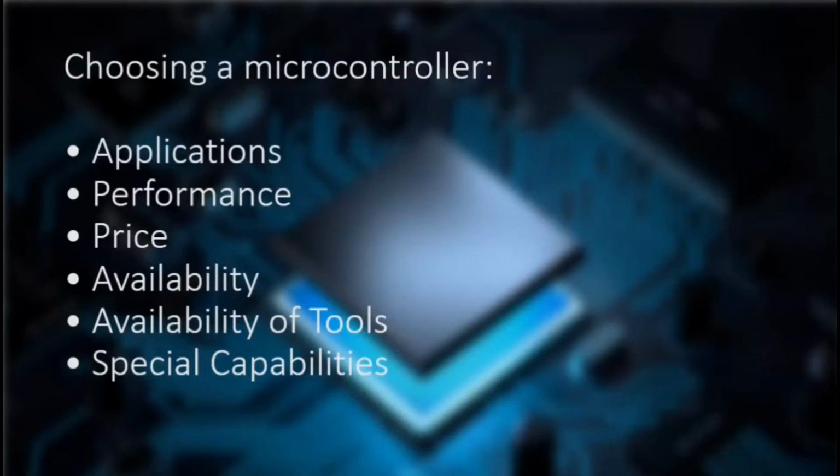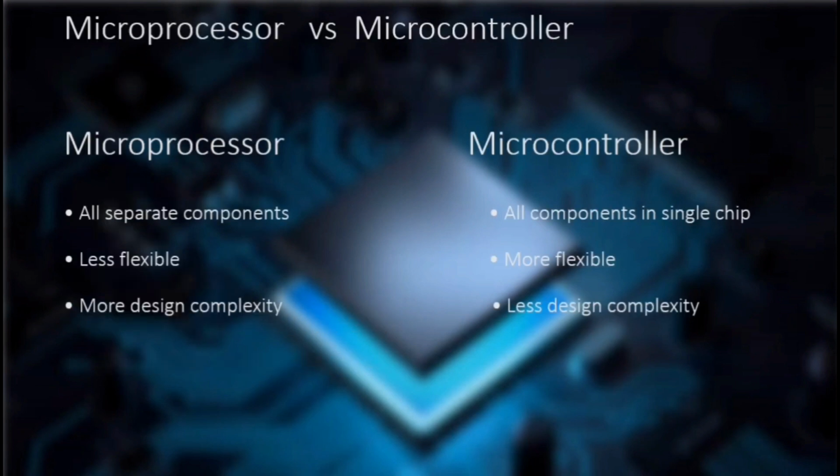Let's move on to the next topic, why we are choosing a microcontroller. A microcontroller has high performance, is available at low cost, is easily available, and has special capabilities. Let's move on to microprocessor versus microcontroller. A microprocessor has all separate components, and a microcontroller has all components in a single chip. A microprocessor is less flexible and a microcontroller is more flexible. A microprocessor has more design complexity and a microcontroller has less design complexity.